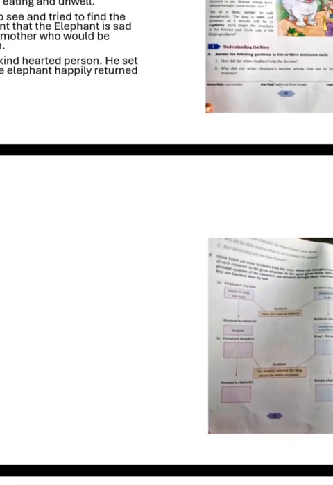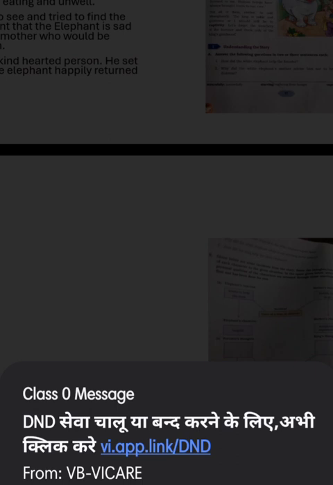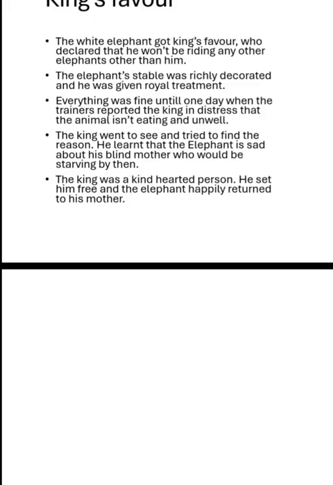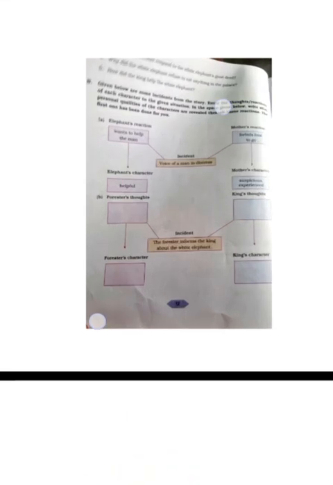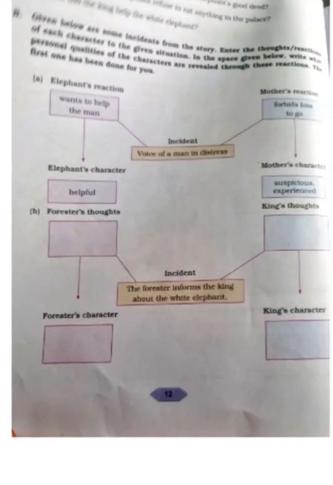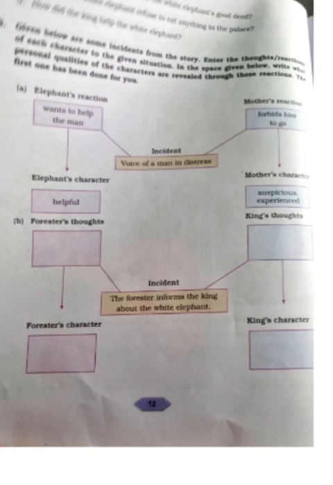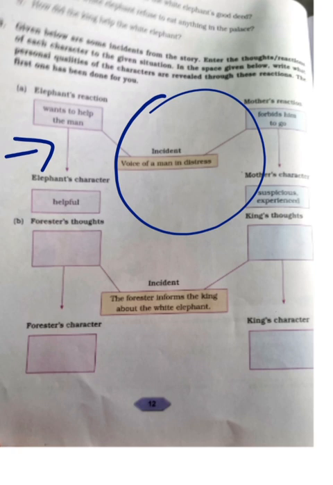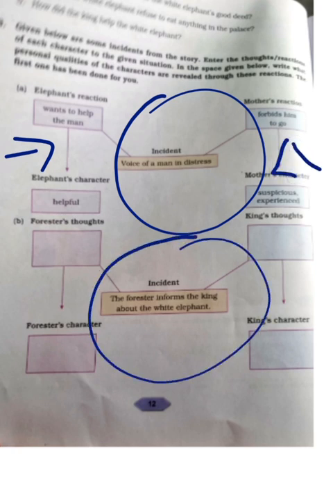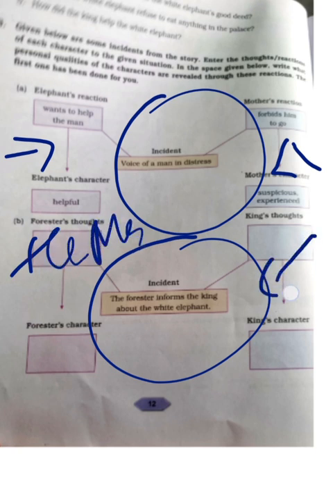Now we have some task that we are going to do. You can see in this book you have this incident, and you have to give the reference: elephant's reactions, mother's reactions. Like the incident is that first the forester informed the king about the white elephant. So what is the forester thinking? That he will get abundance of money. The king is thinking that he will have such a proud position.